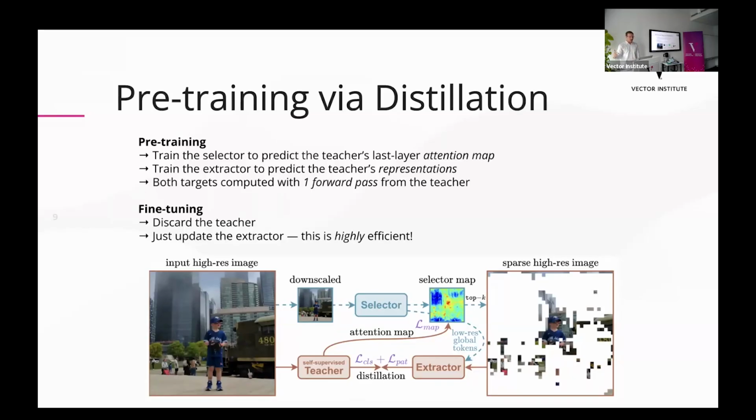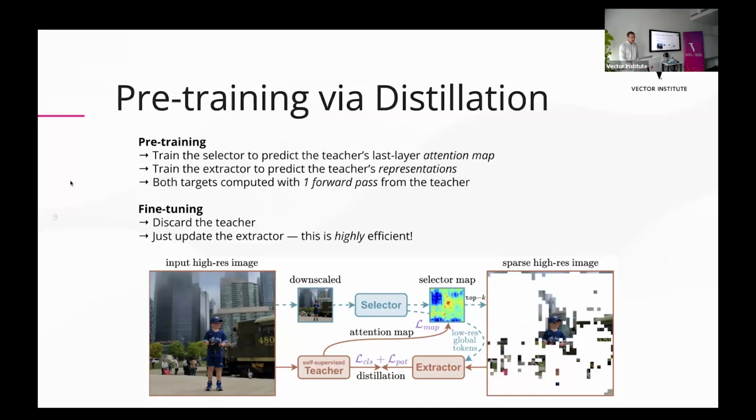And then we're going to train an extractor to predict the teacher's representations, and the extractor only gets the sparse subset of patches that are deemed interesting by the selector. And the selector is very small and it just receives a low resolution version of the image. So that is very lightweight and fast. And the extractor is also lightweight and fast because it just receives a sparse subset of patches. And both targets are computed with a single forward pass from the teacher, so pre-training is also efficient.